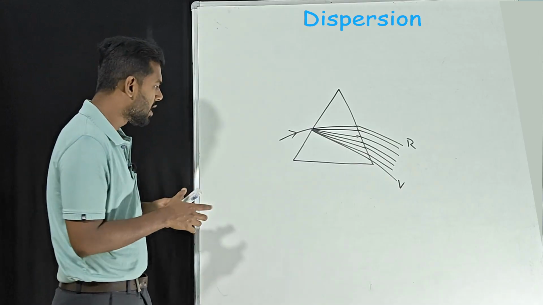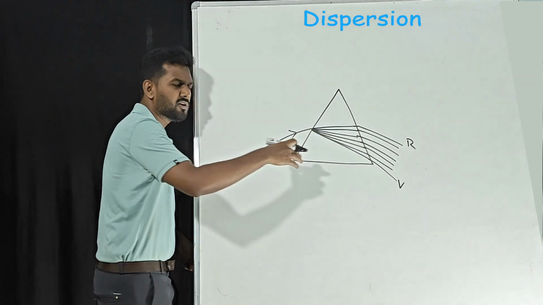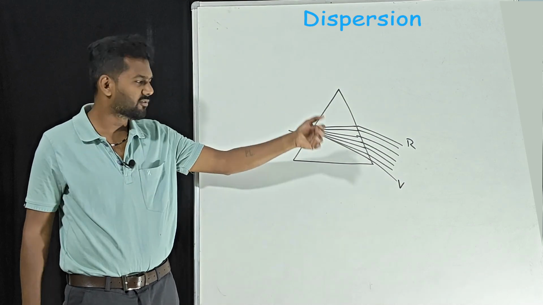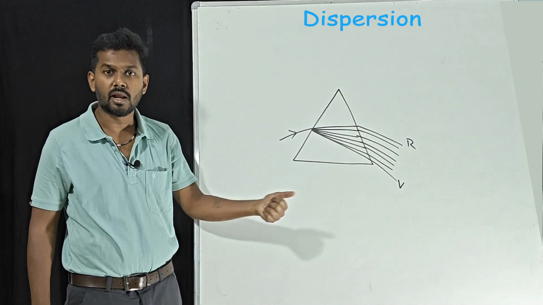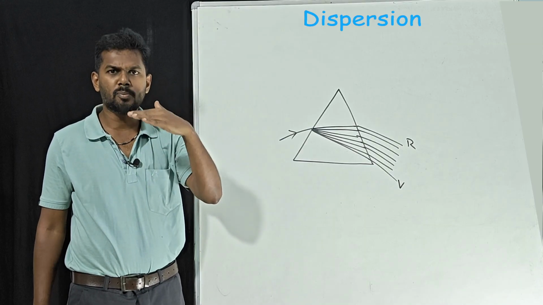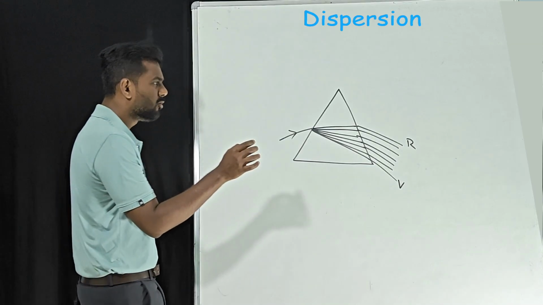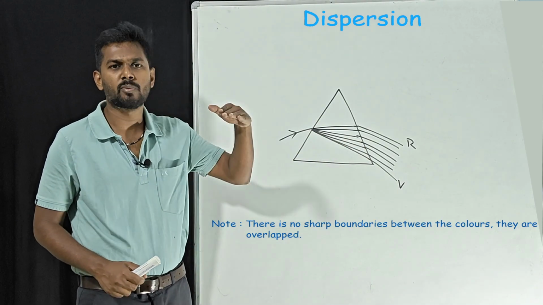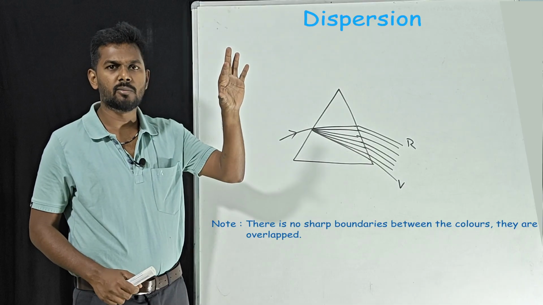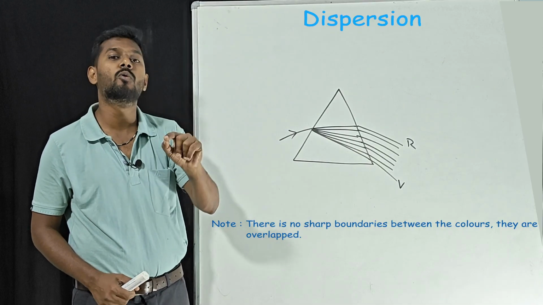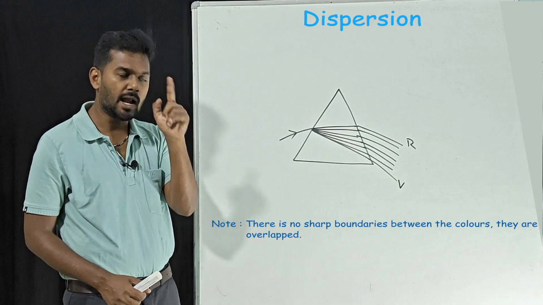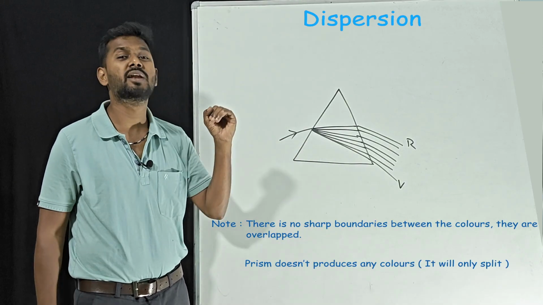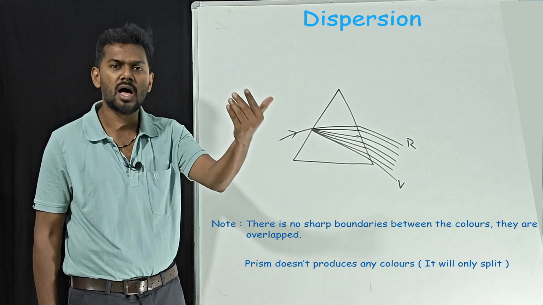Now some basics, listen. Whenever we see this rainbow, in the sky or on the screen, anywhere, if you keep a screen here, you will get rainbow colors, but there will be no sharp boundary between any of the colors. All the colors are a little overlapped. We cannot tell this is complete red and this is complete orange. There will be an overlapping. And the prism is not producing any color. Keep this in mind. The prism is splitting the colors. That's it. It is not producing the colors.